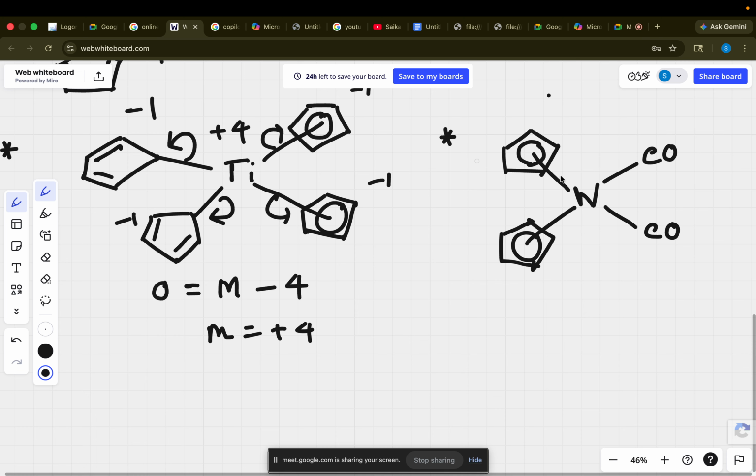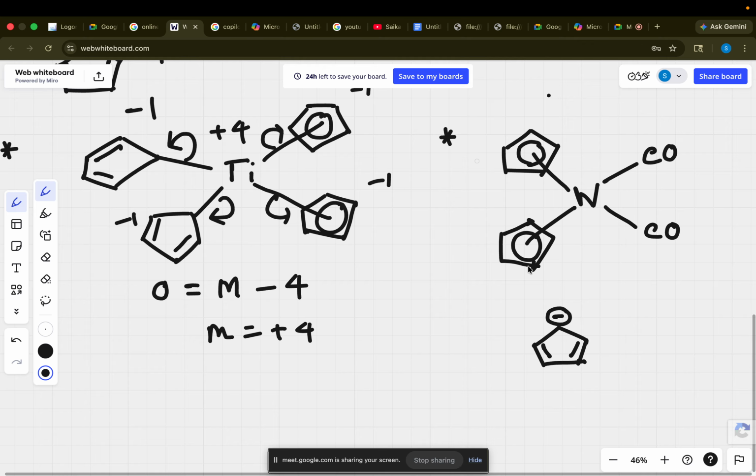So basically this is your cyclopentadienyl ring. See this 5-membered ring, how it exists. If I am writing like this, I am making a circle. So that means it is existing like this.